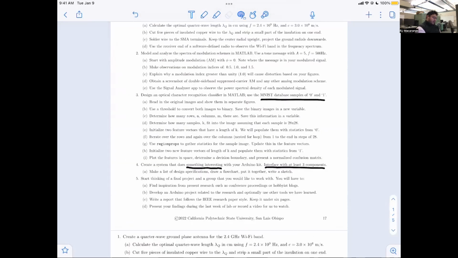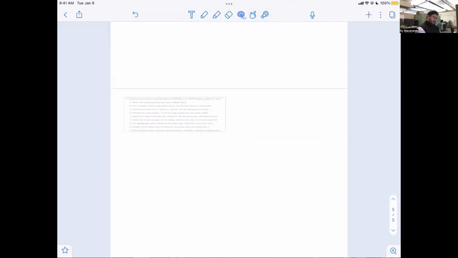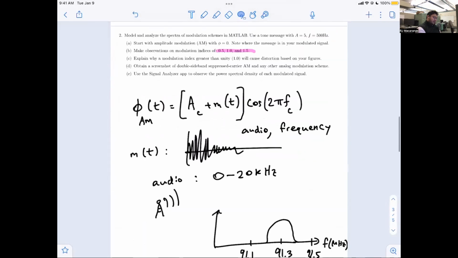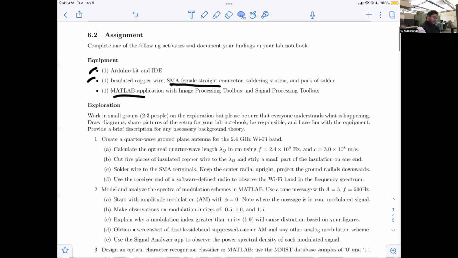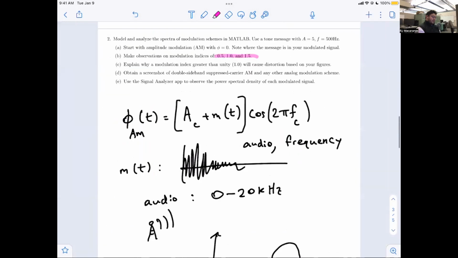Okay, so next up we have this optical character recognition classifier. And again, these are all really big projects. You only have to really do one, I think I said here. Yeah, I forgot to mention that at the beginning. So complete one of the following activities. These are much bigger, and I wanted to give you guys time to get caught up today.